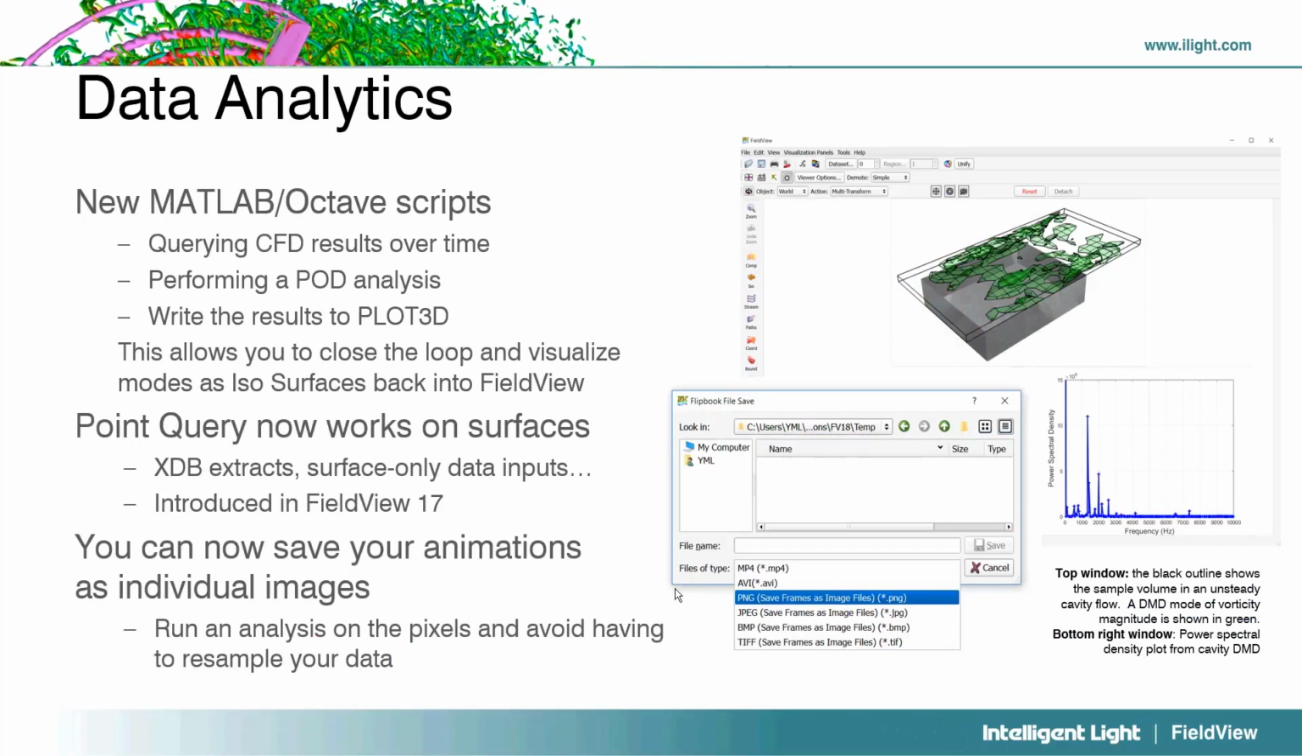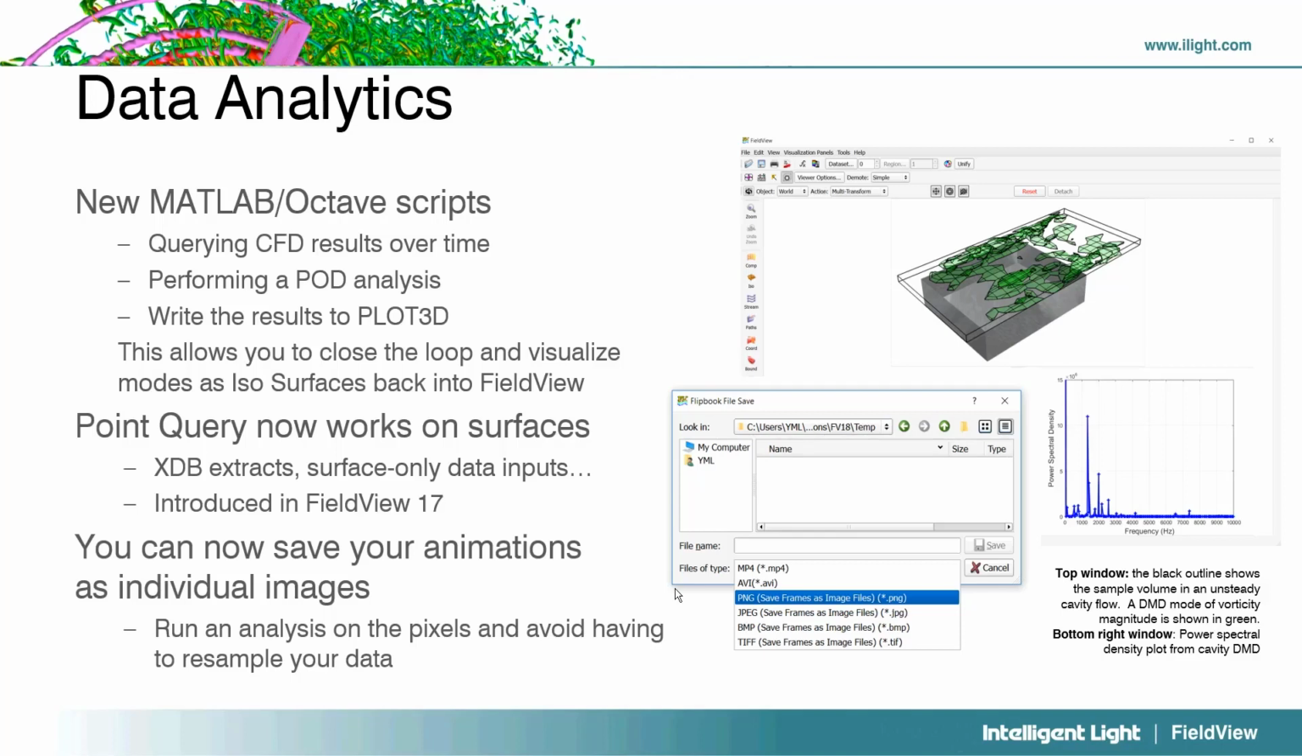So starting with the last version, FieldView 17, we started to provide improvements and new capabilities regarding data analytics. You may recall that Octave is now available as part of the FieldView package. We've provided some sample scripts for doing different kinds of analysis. Well, with this version, we keep enriching this environment. We are providing additional scripts and examples. We've made further improvements to the new point query function that can also work on surfaces now in addition to volumes. And we've also made a nice improvement to how you can save your animations.